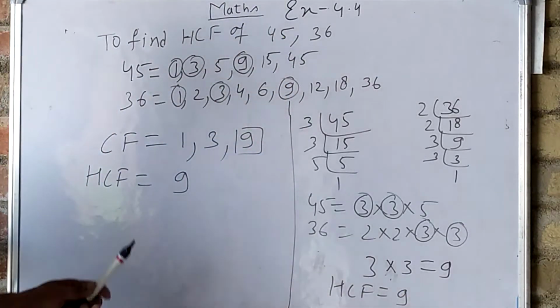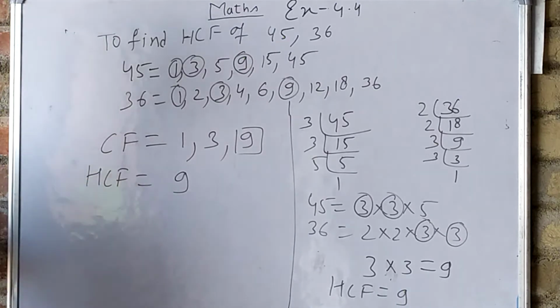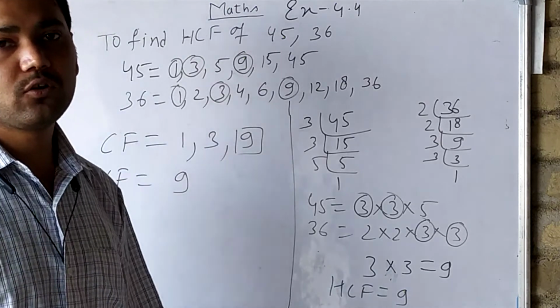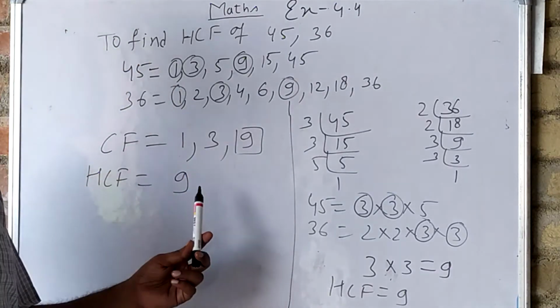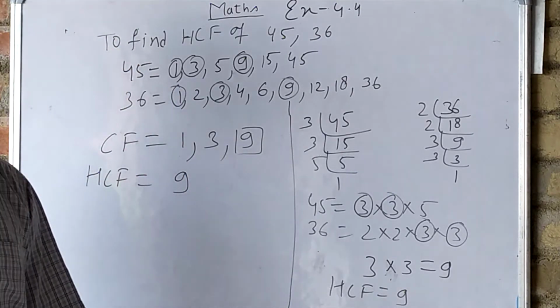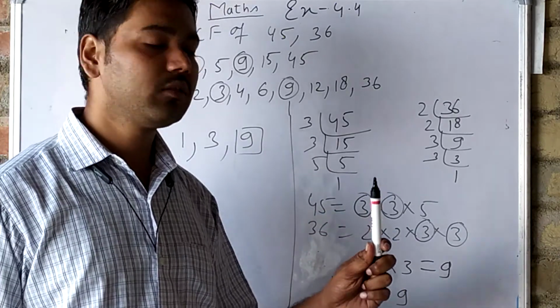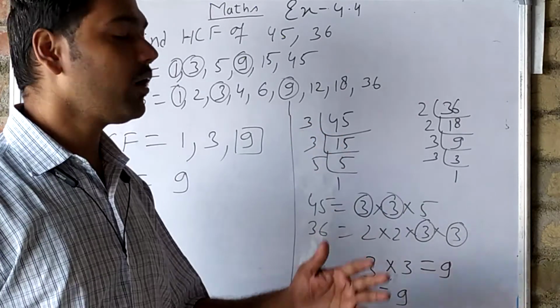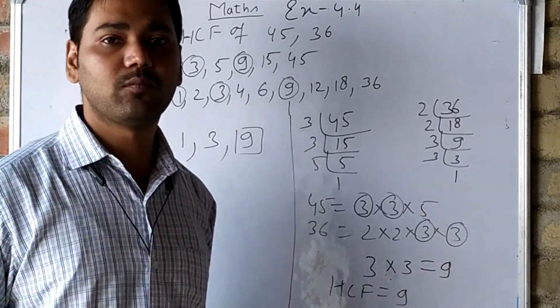Understand? By both methods, we see that the answer is the same. So it is now up to you which method you will opt for. If you like the first method, finding common factors first and then the largest among them, use that. Or if you think the prime factorization method is easier for you, you will try that method.